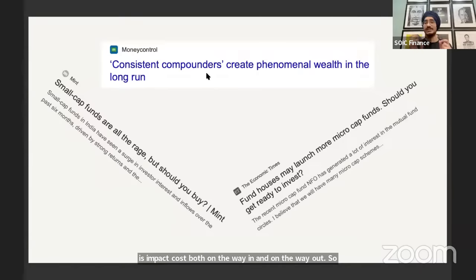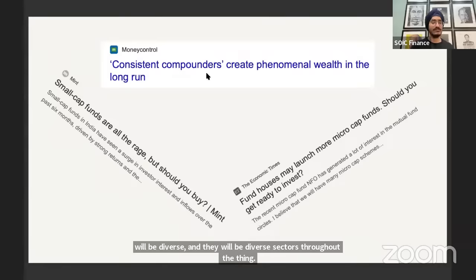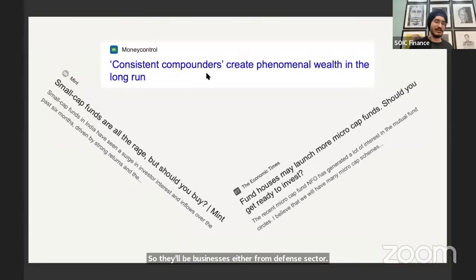Second thing that you must be clear of is that there will be diverse styles and diverse sectors throughout. So there will be businesses either from the defense sector, pharmaceutical sector, right? Chemical से कुछ होएगा, right? Auto ancillary से कुछ होएगा, यहाँ तक health insurance के proxies भी होंगे, right? So all those things will be included under both the research products.